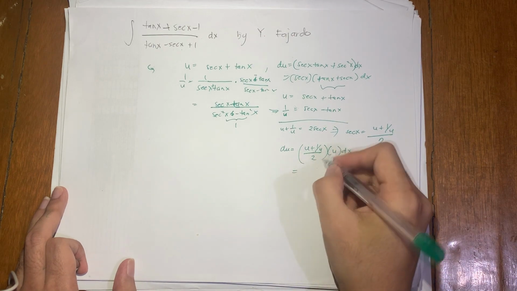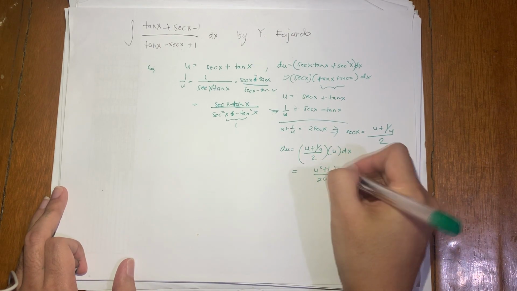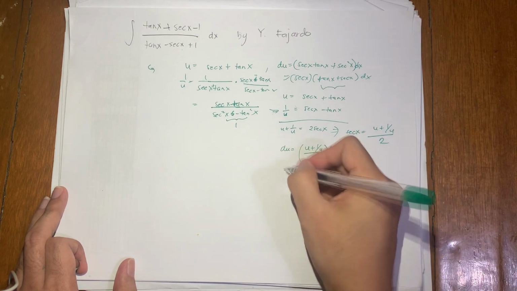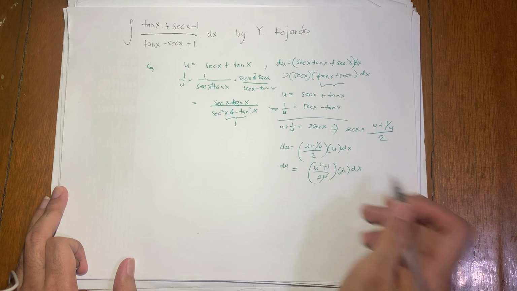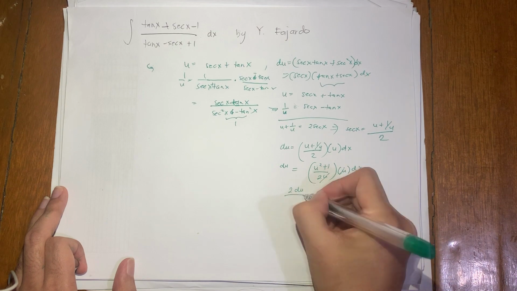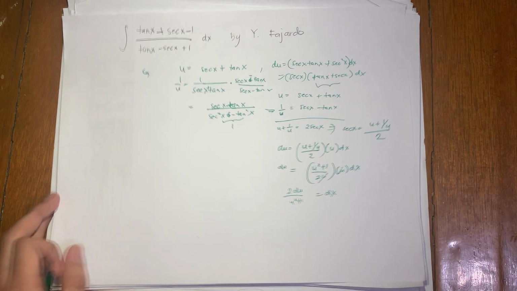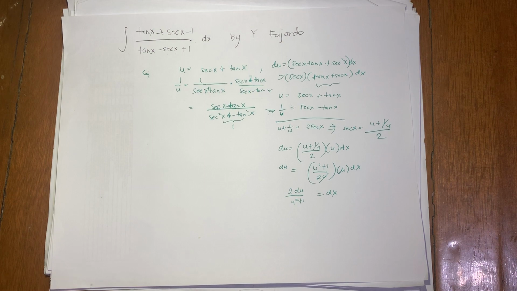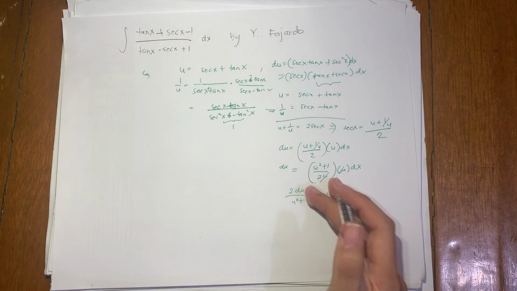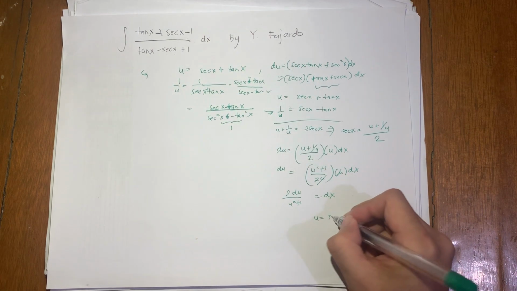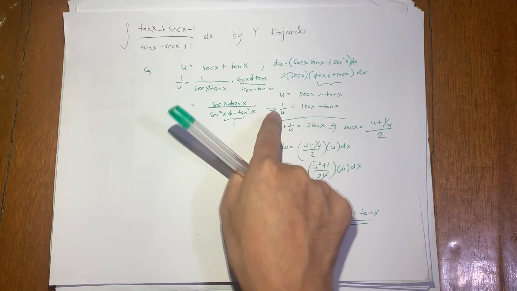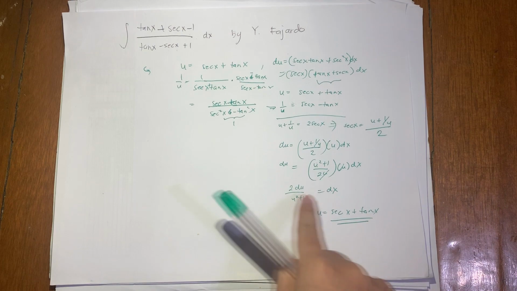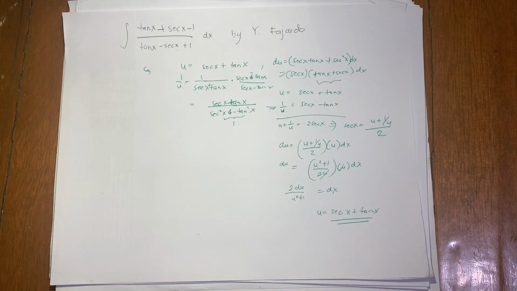Let's simplify this a little. This becomes (u squared plus 1) over 2u times u dx. I'll just isolate the dx on one side. Of course, I can cancel out the u in the process. So it becomes 2 du over u squared plus 1 is equal to dx. Wow! So this substitution gives us u is equal to secant x plus tangent x, and secant x minus tangent x is equal to 1 over u, and also dx is equal to 2 du over u squared plus 1. Wow, medyo heavy.